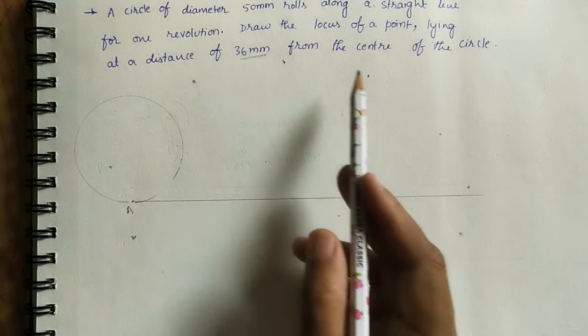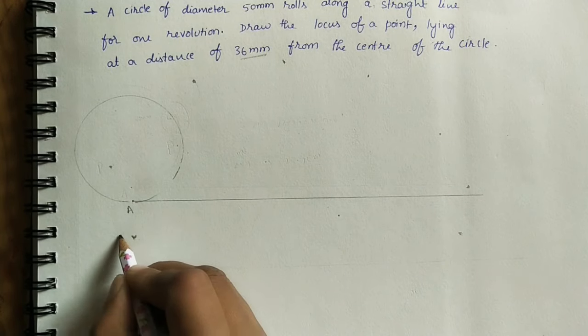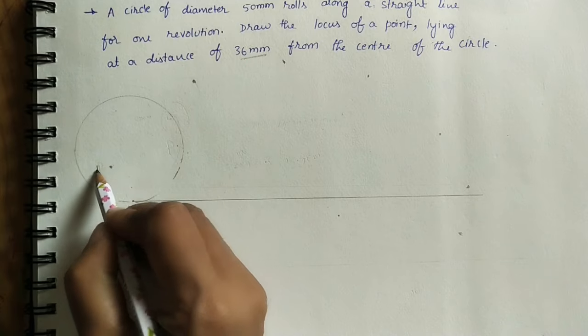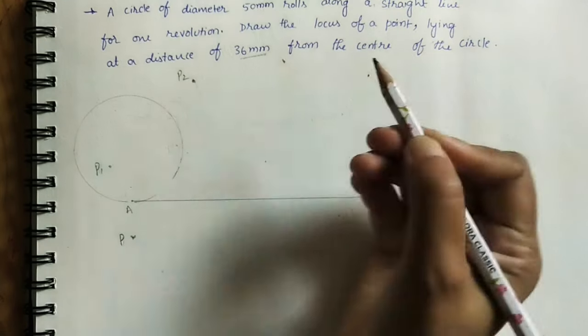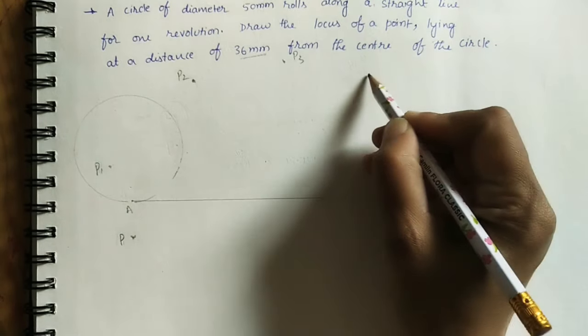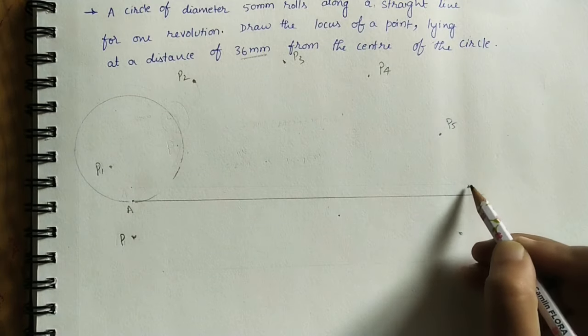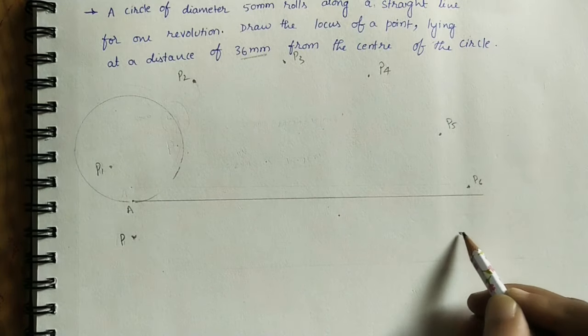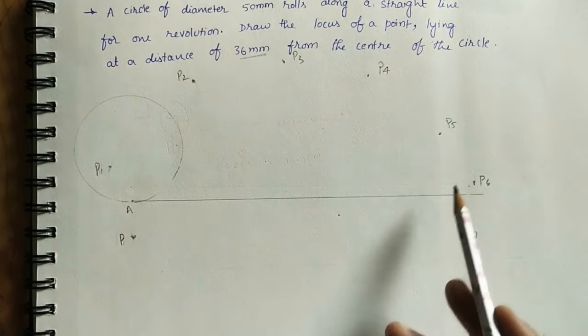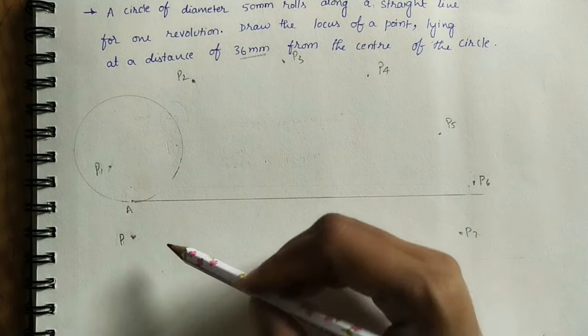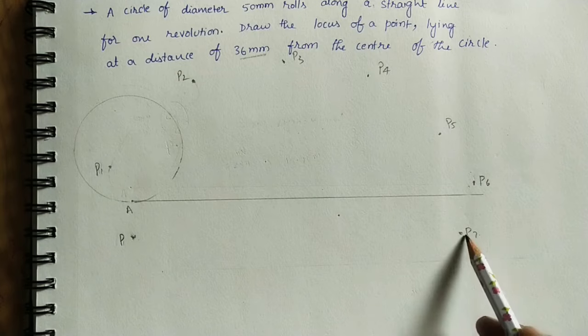Now, after getting all these P positions, mark the P point. This is the P point initially. This is P1, this is P2, this is P3, P4, P5, this is P6, P7. After marking all P points, join all P points by using a freehand curve. Starting point is P, end point is P7.